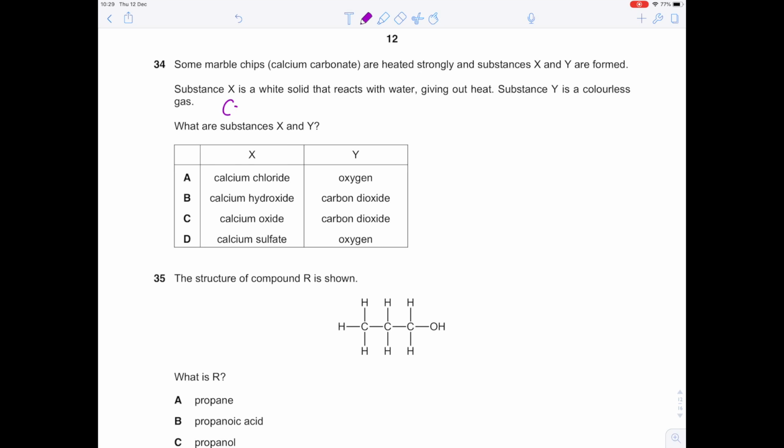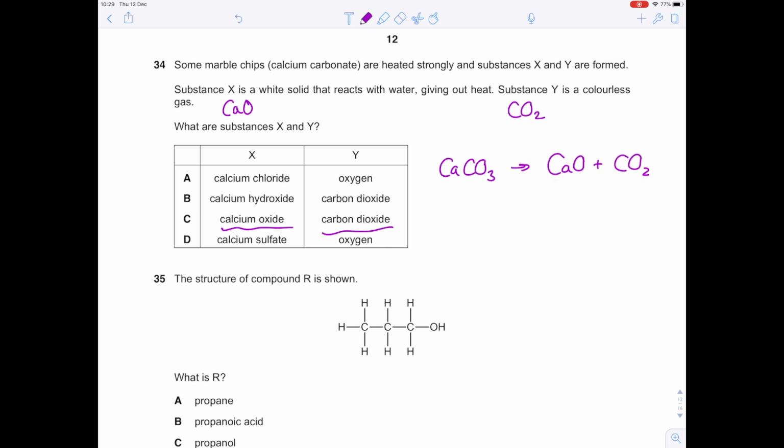Some marble chips, calcium carbonate, are heated strongly and substances X and Y are formed. X is a white solid, so I know that's calcium oxide that reacts with water giving out heat. Substance Y is a colourless gas. So just to show you, calcium carbonate thermally decomposes into calcium oxide and carbon dioxide. So X is calcium oxide, Y is carbon dioxide. The answer here is C.